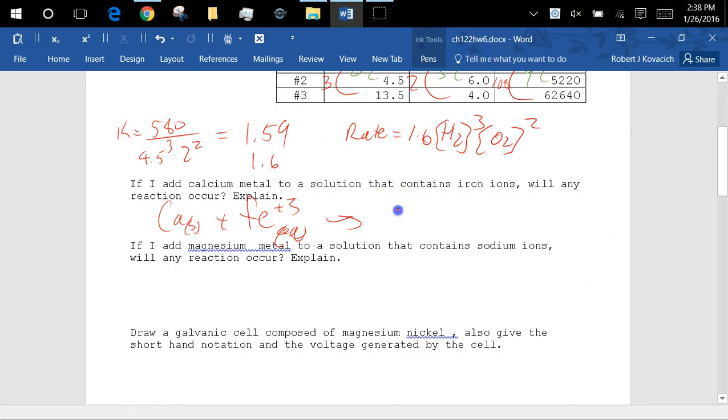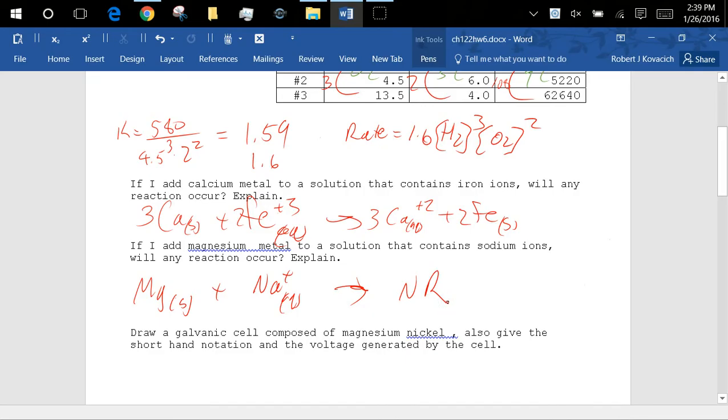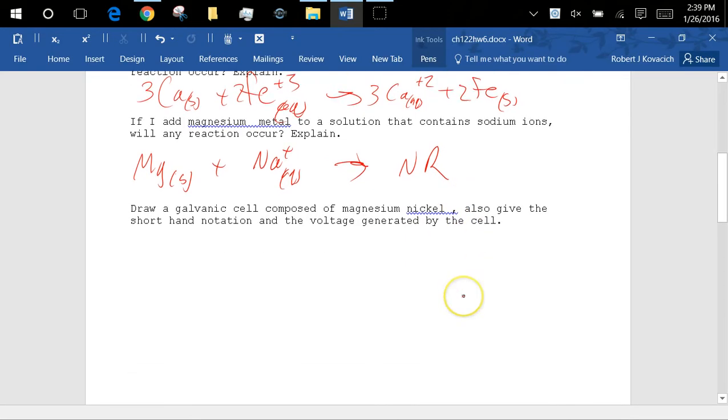So we're gonna end up with calcium plus iron solid. And that would need to be balanced with 3 of these and 2 of those. If I add magnesium metal to a solution containing sodium ions, okay, so I've got magnesium metal and I have sodium ions. Is anything going to happen here? Nope. Magnesium won't give electrons to a needing sodium because it's lower on the list.